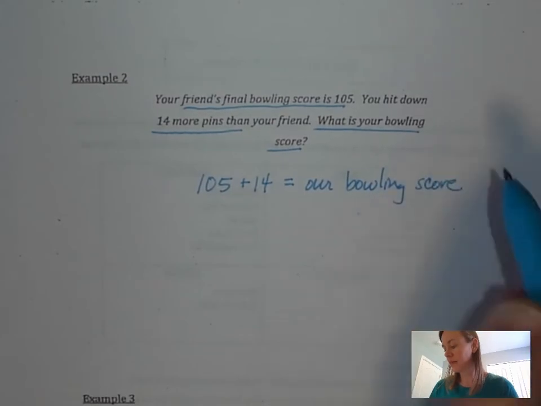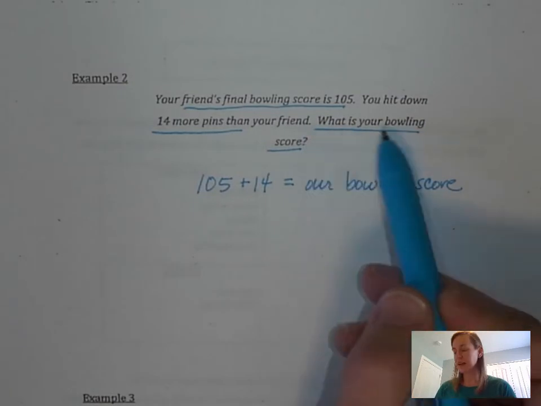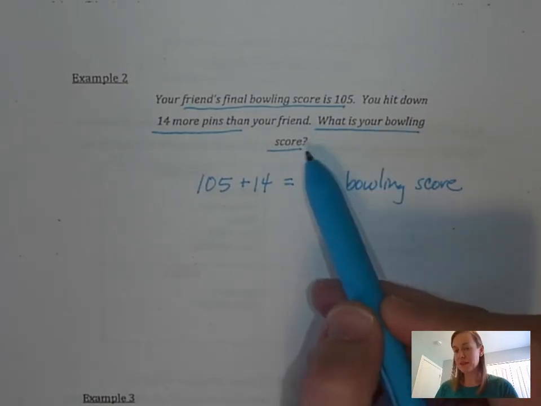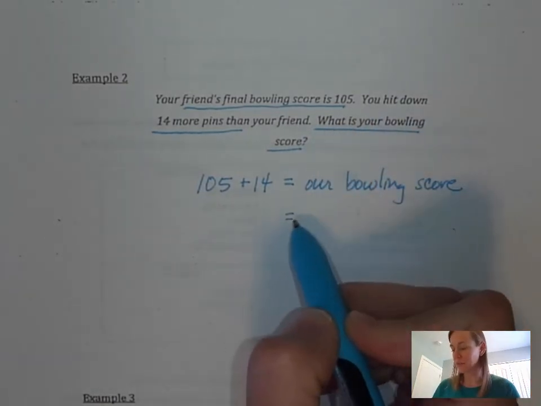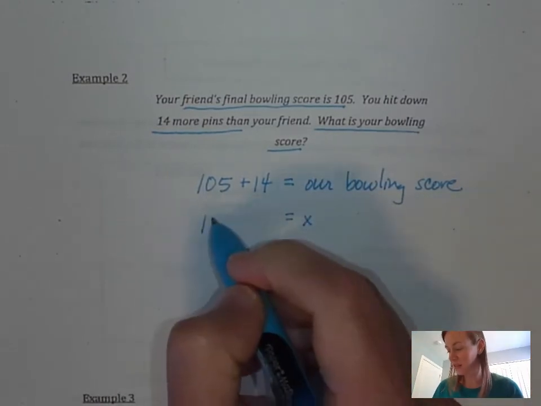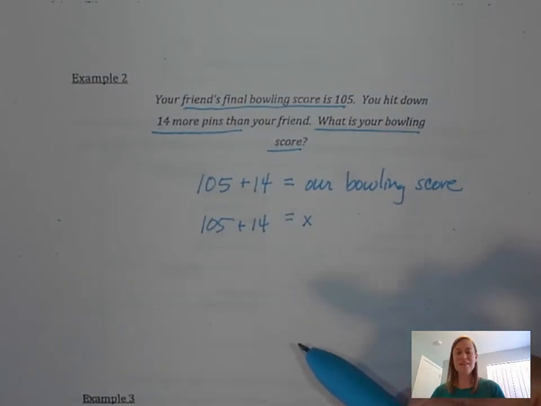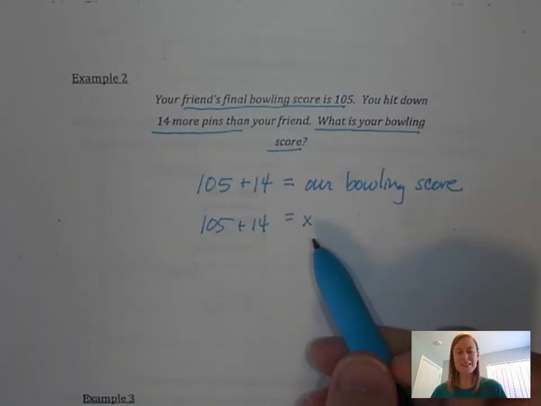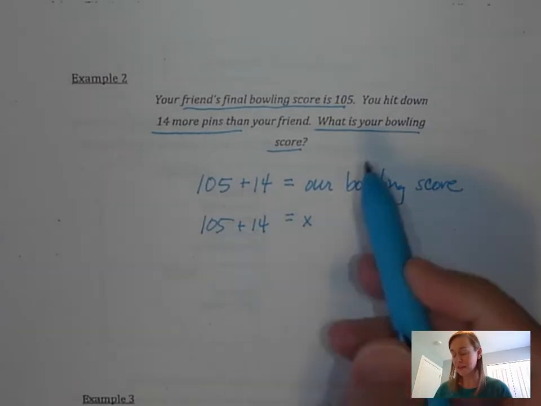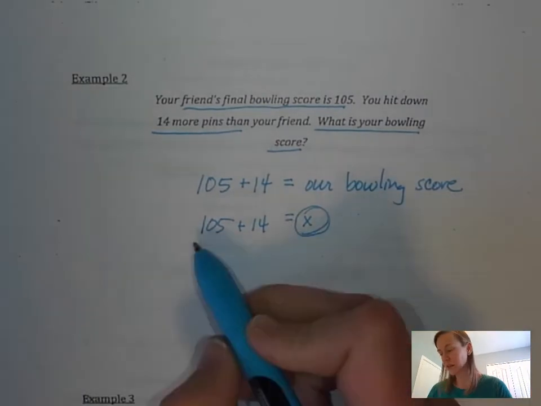And again, this is what we're asking for. This is the question. What is your bowling score? And that can always be represented by a letter, or as we might call it, a variable. So again, I'm just going to put x there instead. So 105 plus 14 equals x. Now this is an equation, but it doesn't really need much to get solved. All we need to do is add these two things, because the x is already by itself. That makes it easier. So that's pretty nice.